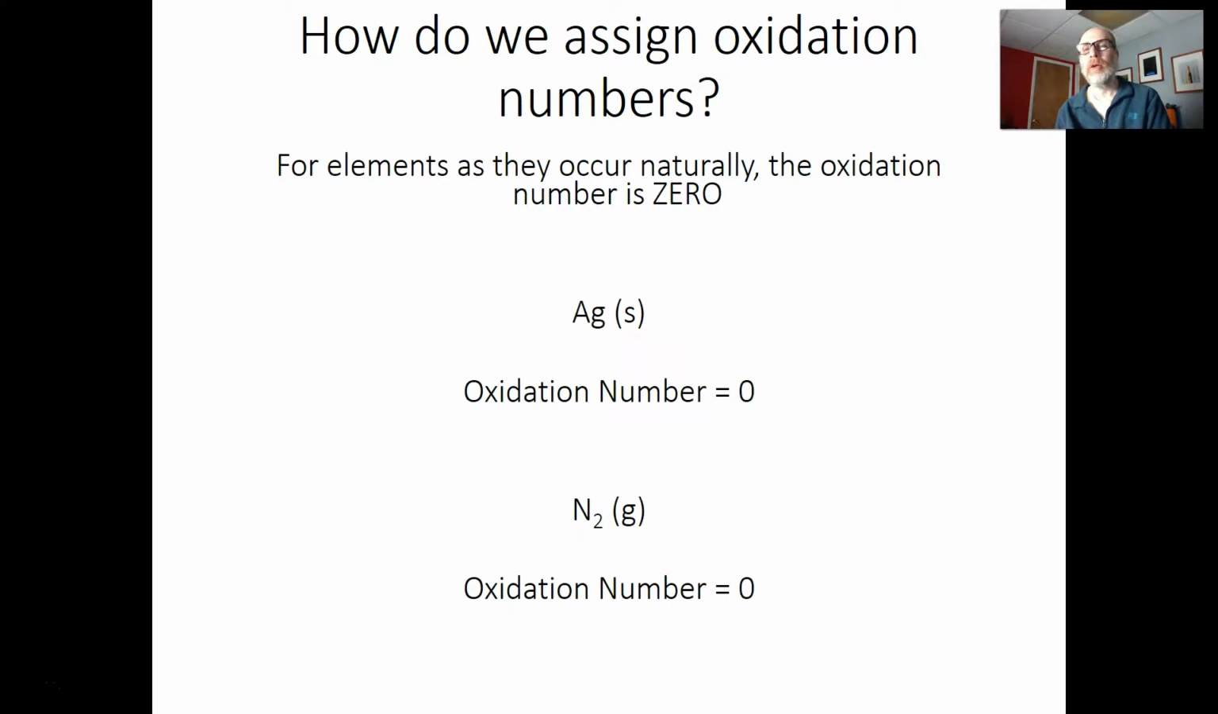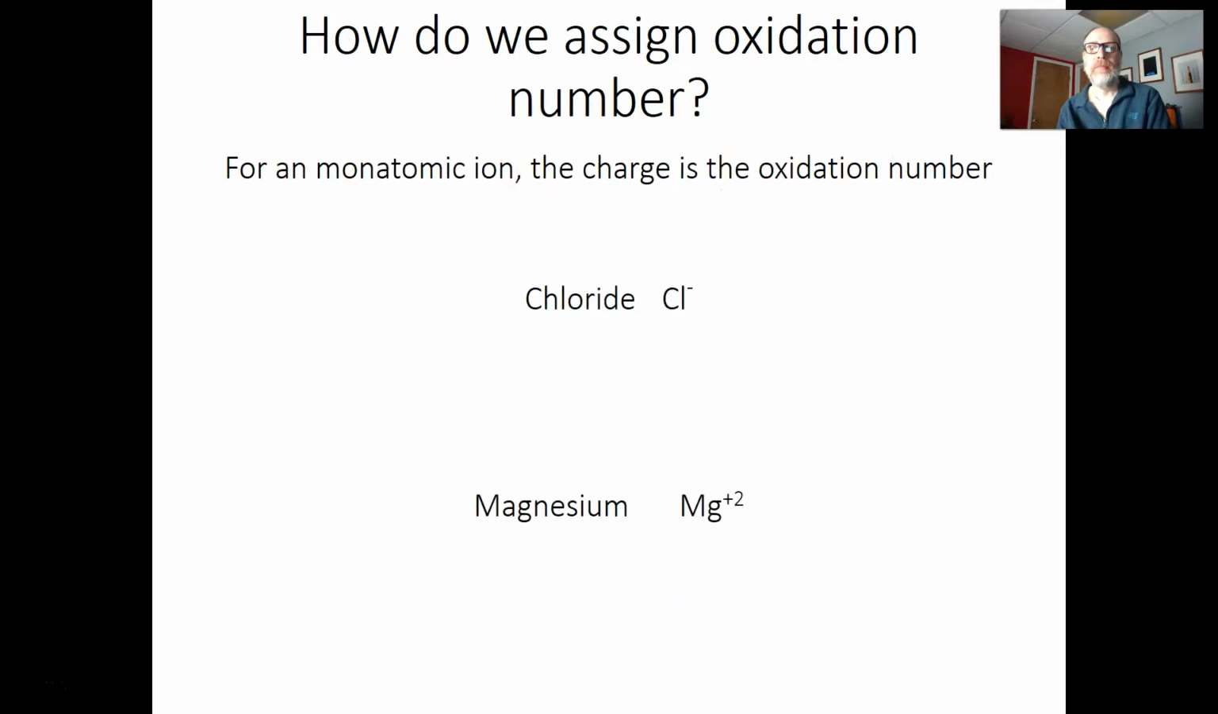I get questions about that all the time from students. They'll say, I'm not sure what to do with silver here. Look at silver. What's the charge of silver right there? It's 0. It's neutral, so its charge is 0 and its oxidation number would be 0. For some of the others, like nitrogen, you're just going to have to know that nitrogen is a gas and it's N2 in its elemental state.